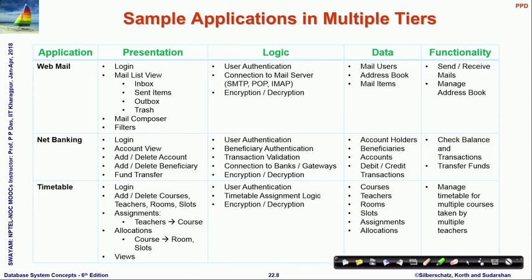So, all this happens. For example, if you talk about filters, they might often happen in the JavaScript itself that runs within the browser. The business logic will do user authentication, connection to mail server, because our mails have to come from a different server. They may not be sitting right in the database itself, and then the usual encryption, decryption. On the data side you will have different tables to represent the mail users, the users like you and me, all who are users of Gmail, the address book for each one of us, the mail items and so on, and that will give us the functionality of send, receive mails, managing address book and so on.